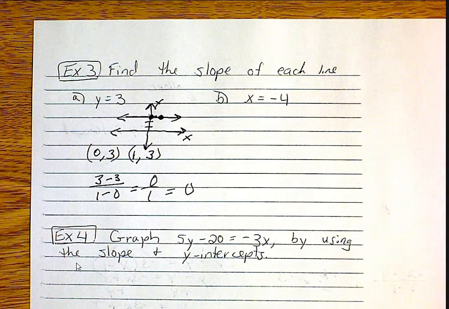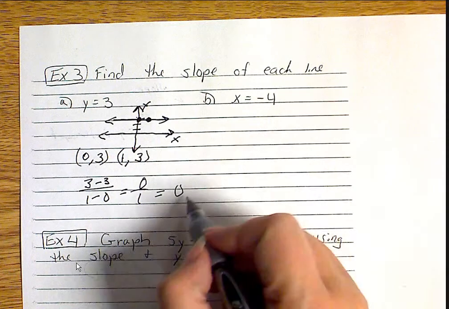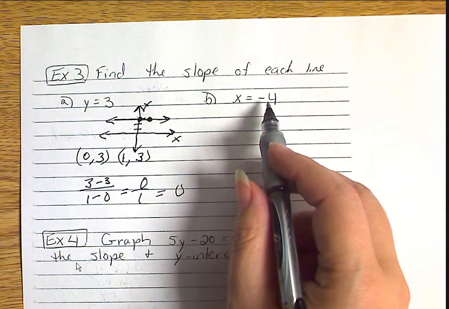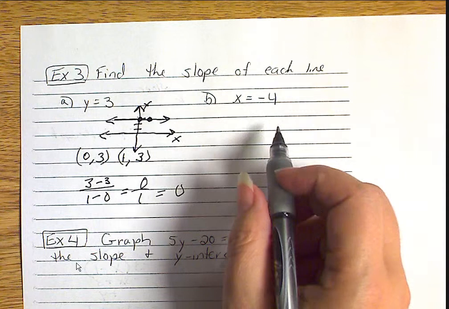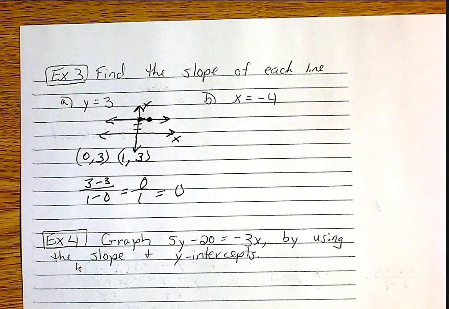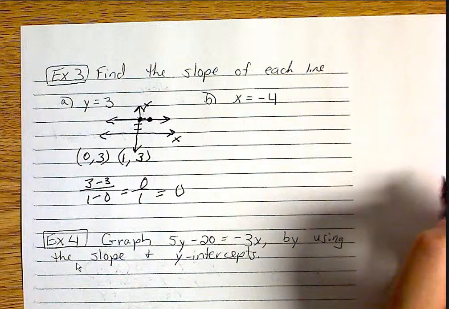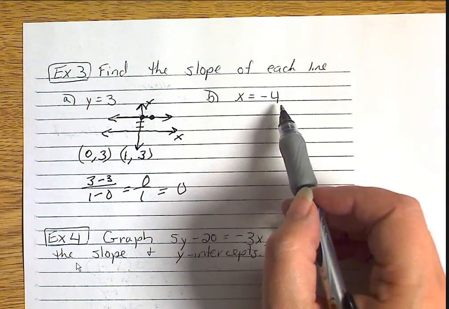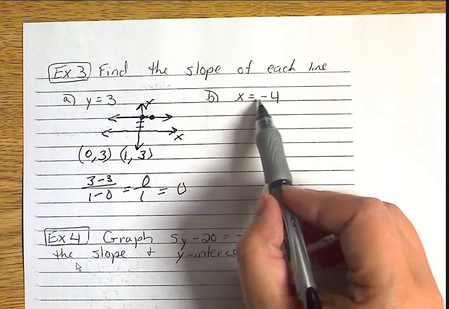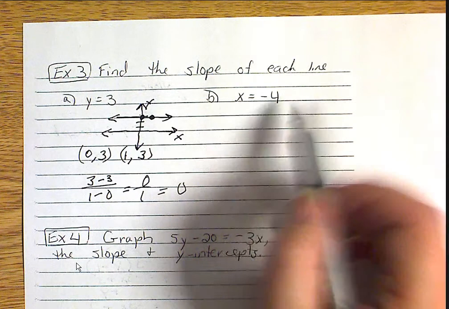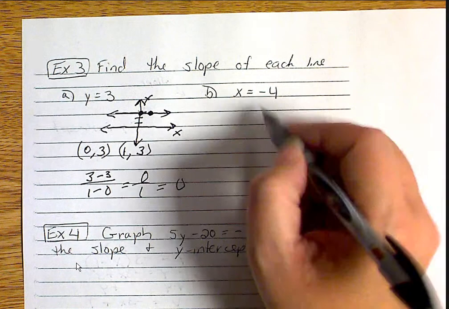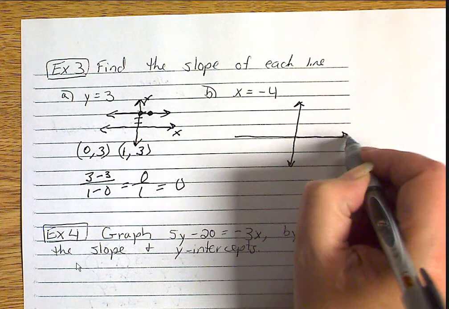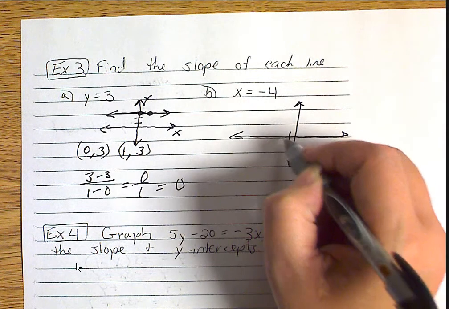So you have a 0 slope. This one, x equals -4. Rebecca, what does this graph look like? The x equals -4. Does it go through the x-axis or the y-axis? X. Yep. So it's going to go 1, 2, 3, 4, and it's going to go through the x-axis.